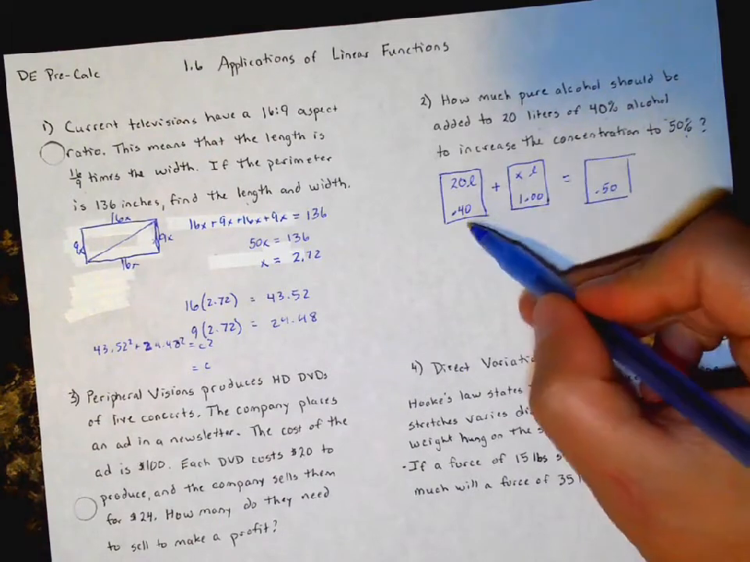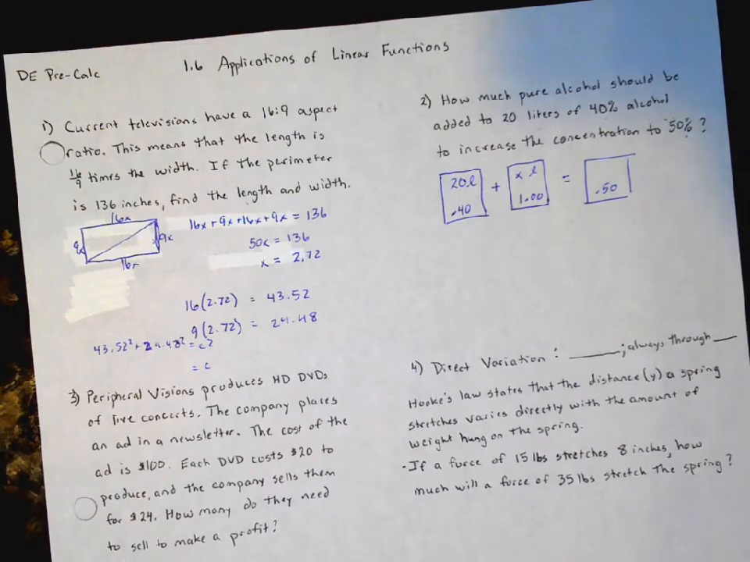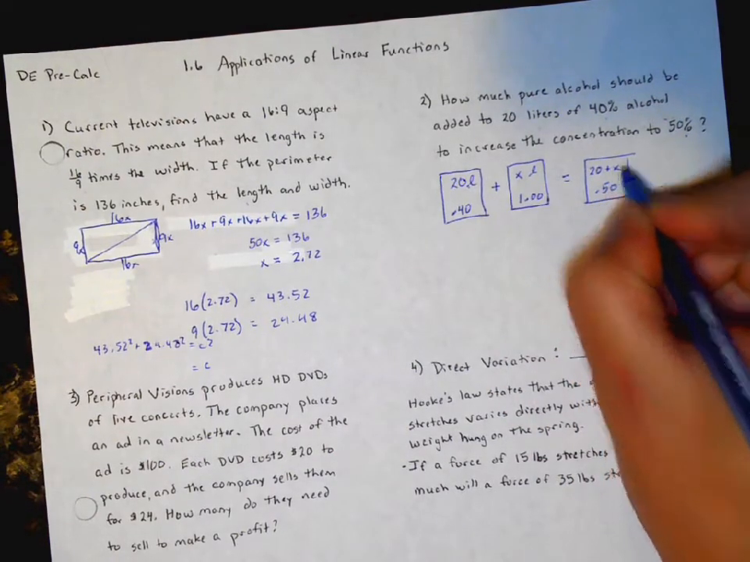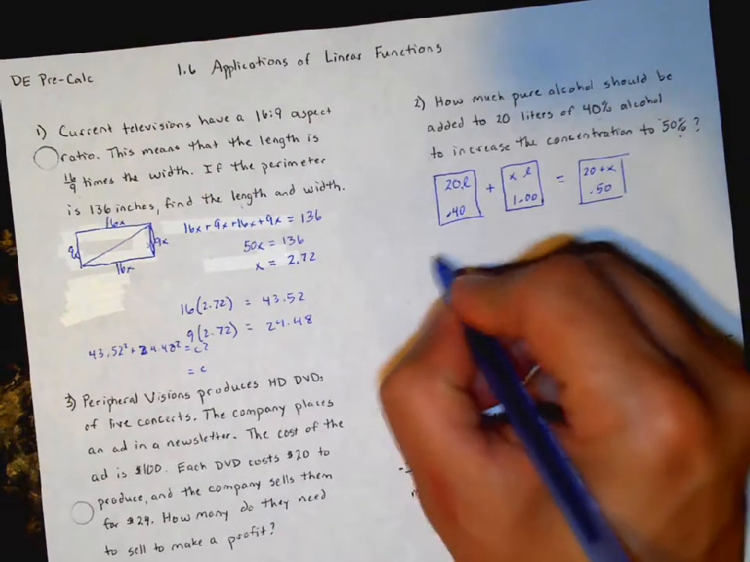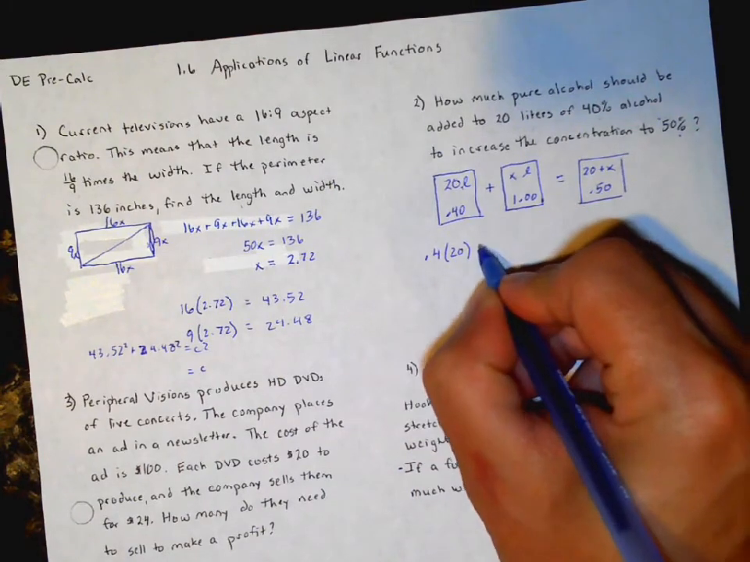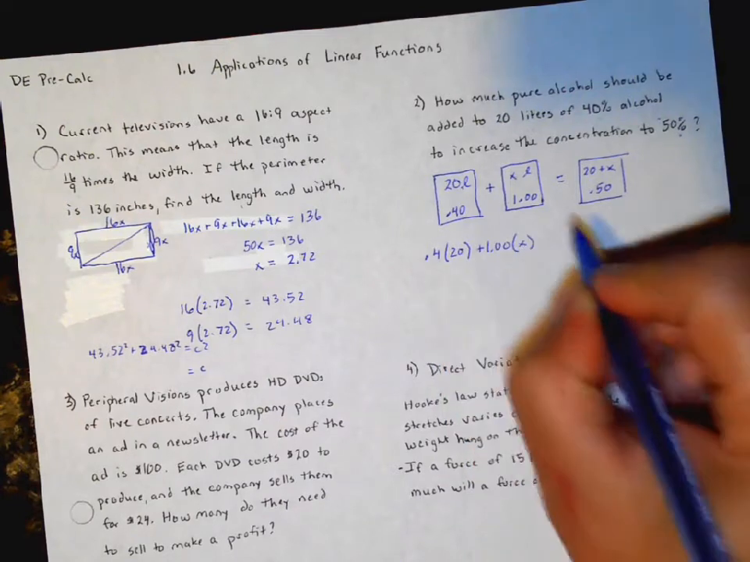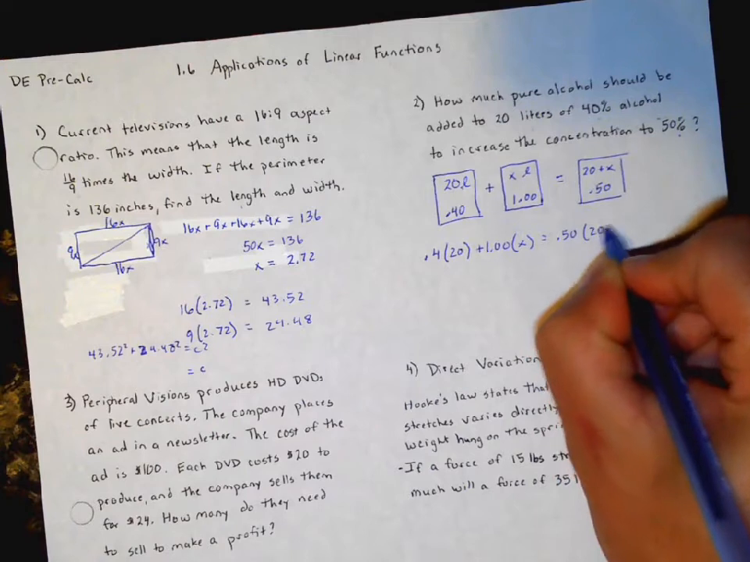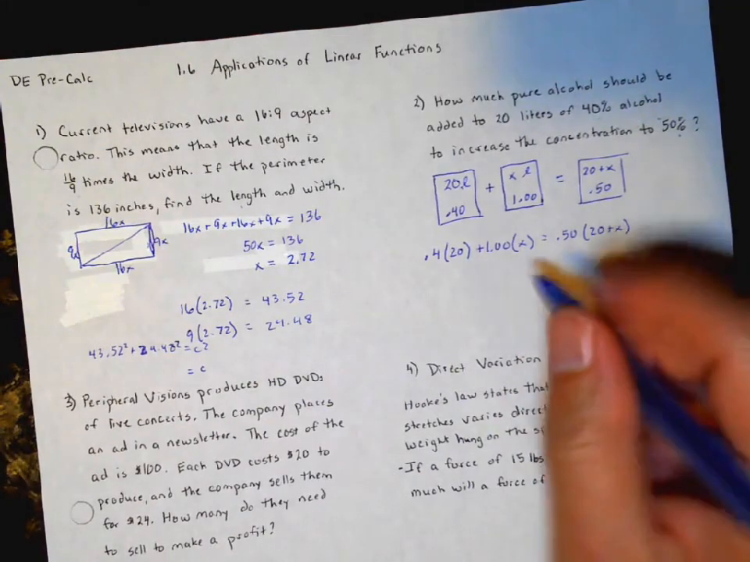Okay, so it's starting at 40%. I'm adding a higher concentration, kind of ending with 50%. Now, what I have left here would be those 20 liters plus whatever I'm adding right there. Okay, so the equation I'm going to set up here is 40% of the 20 liters plus 100% of X liters would equal 50% of 20 plus X liters. Okay, and you guys can solve that out.